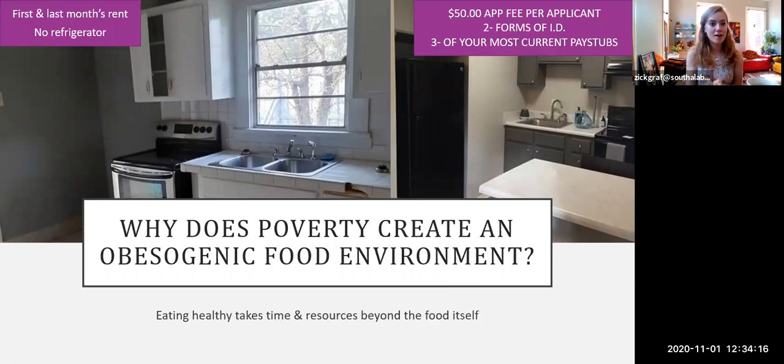In addition to having enough money to pay for first and last month's rent, you might have to pay for application fees. You might have to have a lot of government issued IDs.